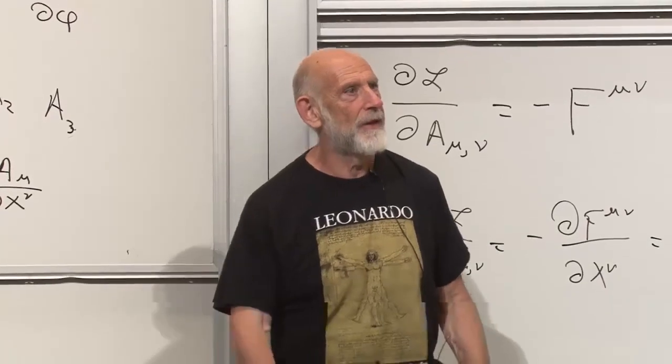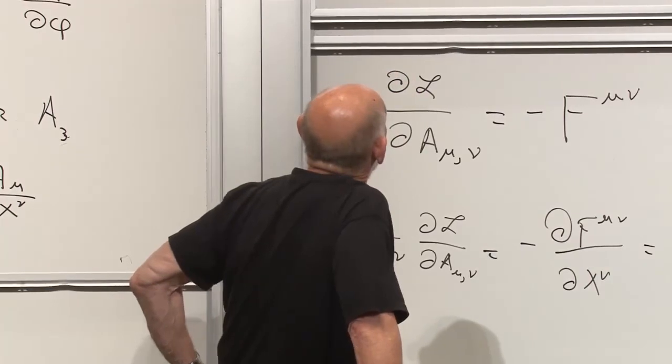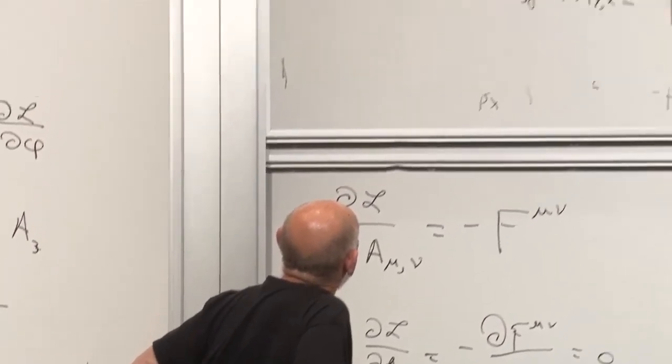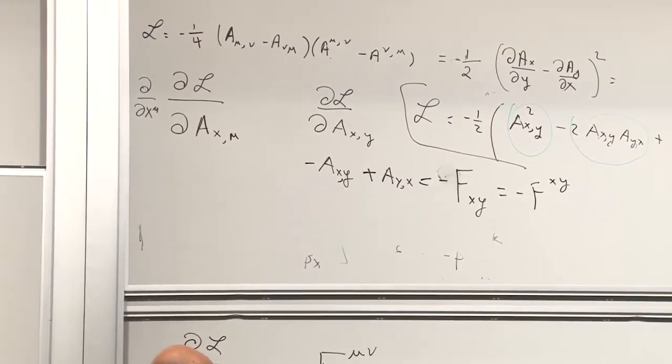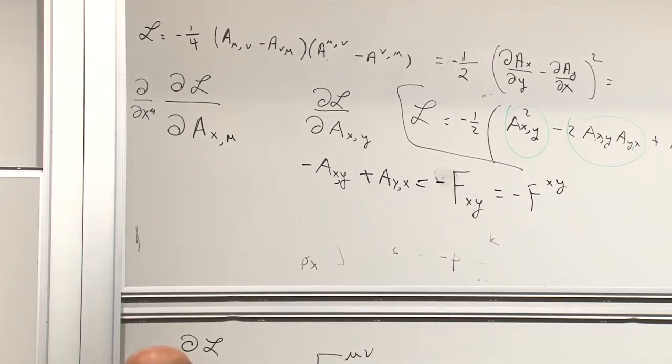Yeah? The very top equation on the top board. When you set that equal to minus 1/2, the difference in those derivatives, squared. What's going on there? Are you assuming that the B field is in the Z direction only? Or no.